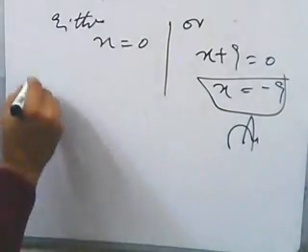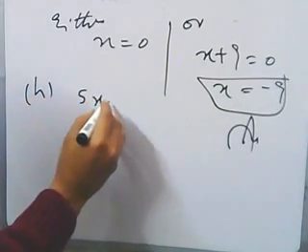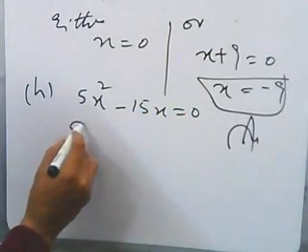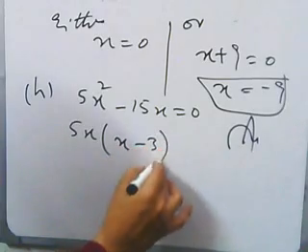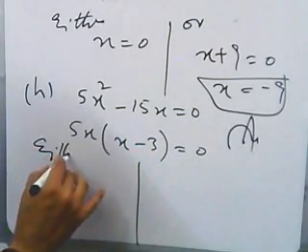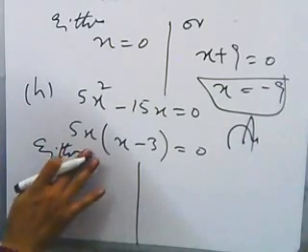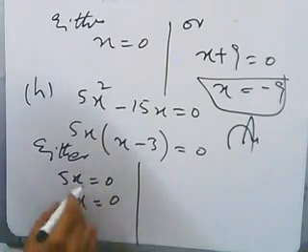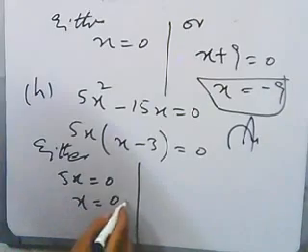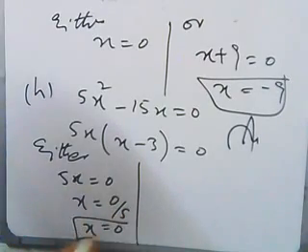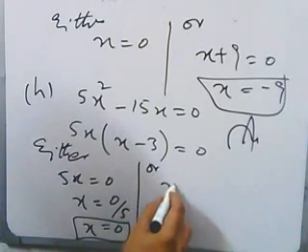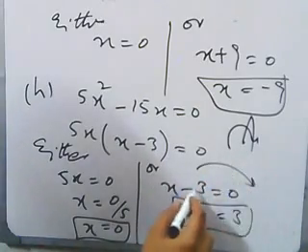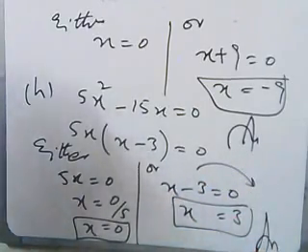Now similarly, if you see the h part, 5x square minus 15x is equal to 0. So you can take common 5x, write down x minus 3 is equal to 0. So either 5x is equal to 0, so divide both sides by 5, because we have to remove this 5, so again you will get 0. So the value of x is 0. Similarly, or x minus 3 is equal to 0 or x is equal to 3, because we have shifted minus 3 and it becomes positive 3. So here is your solution.